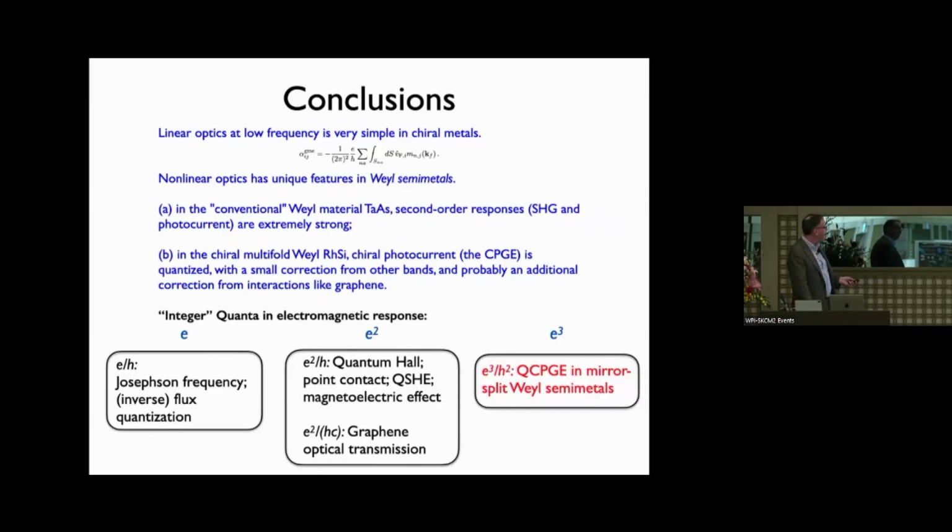There are a lot of linear in e quanta, like the Josephson frequency or the quantization of flux in a superconducting vortex. There are a lot of e squared quanta already in this conference. e squared over h is the same G naught that appeared in molecular junctions. It appears in the quantum Hall effect and other things. Graphene optical transmission is like that with another power of the speed of light. And then finally, at least in the non-interacting world that we don't live in, there would be an e cubed over h squared quantum. So with that, let me thank you for your attention.